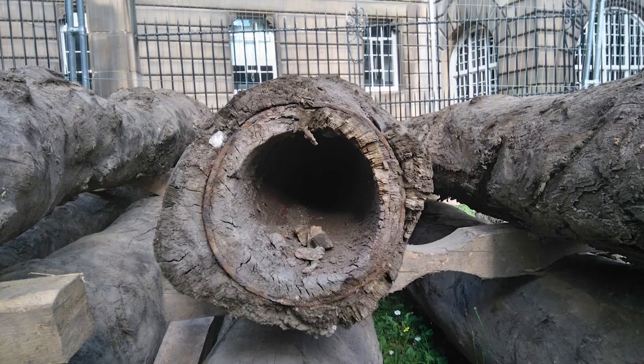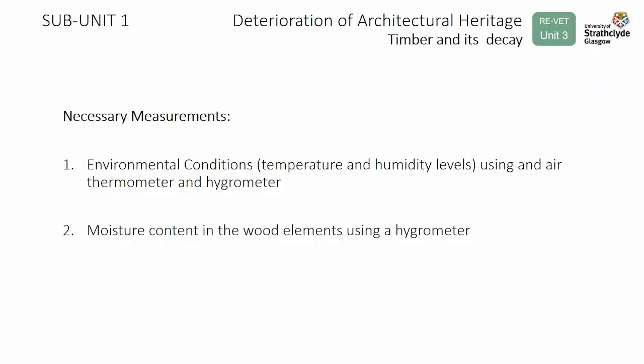The study of the timber species and its structural behavior involves the study of the wood anatomy, macroscopic analysis with hand lenses, and microscopic analysis using a light transmission microscope. There are two necessary measurements. First, the environmental conditions, temperature and humidity levels, using an air thermometer and hygrometers, and second, the moisture content in the wood elements using a hygrometer.